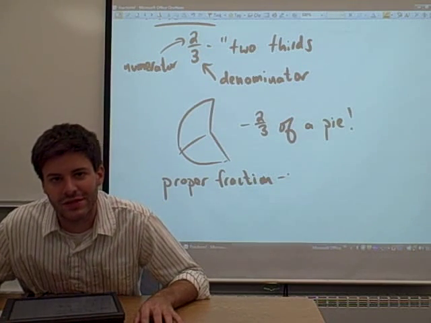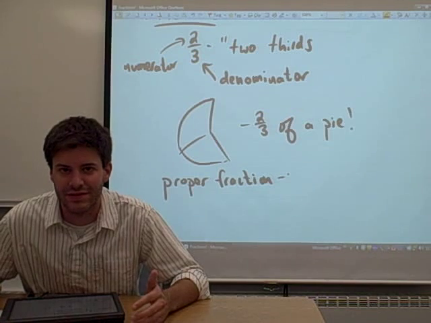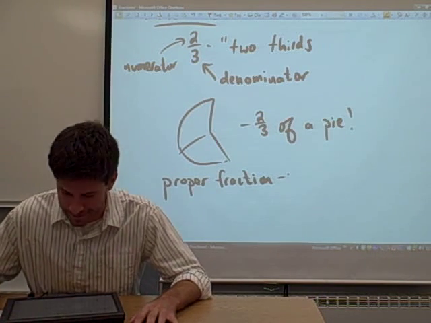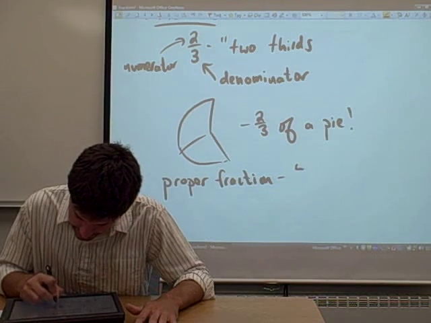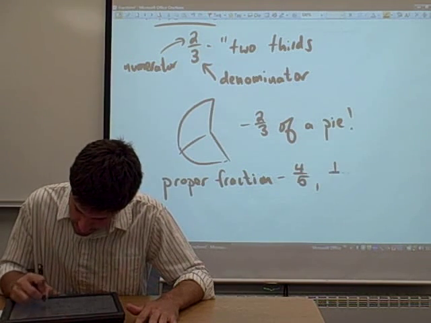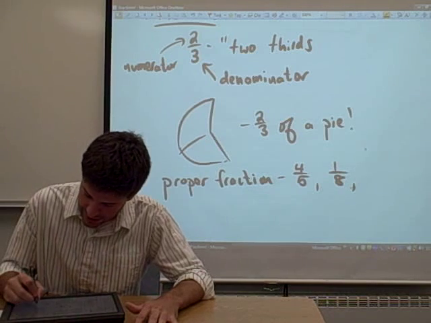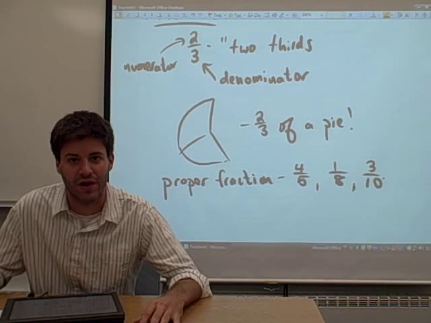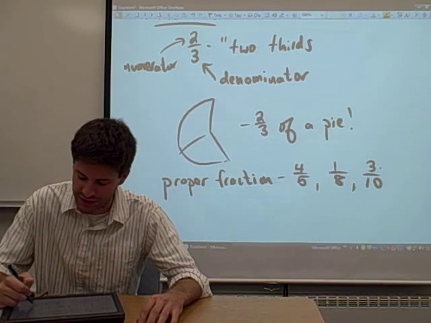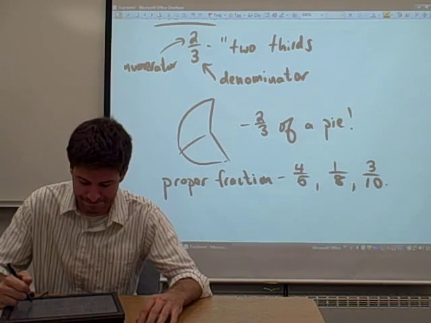A proper fraction, the numerator is smaller than the denominator. So for example, 2/3 is a proper fraction. Also 4/5, 1/8, and let's say 3/10. Those are all proper fractions because the numerator in each case is smaller than the denominator.